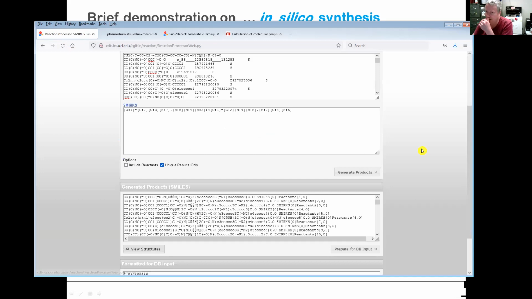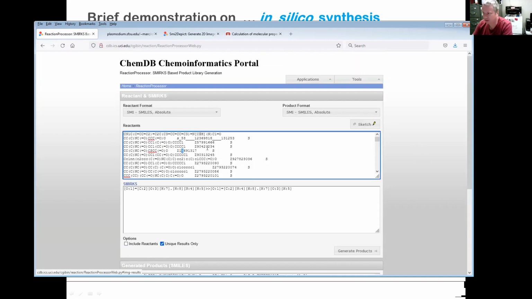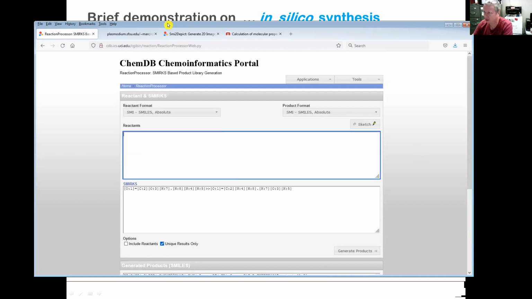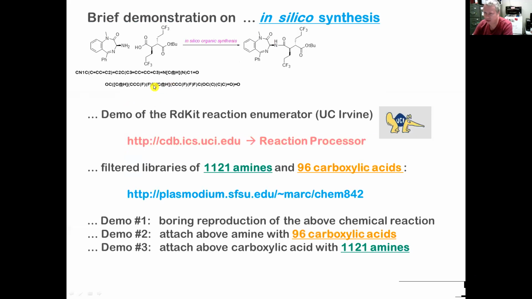Okay. And now just for fun, I'm gonna do the opposite orientation. I'm going to take the carboxylic acid, the second SMILES string, and I'm going to couple that with a whole bunch of amines that I have on my website also. Okay. So first I need the carboxylic acid. So let me get that.